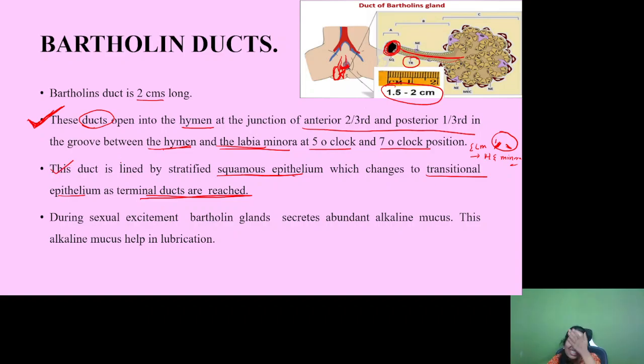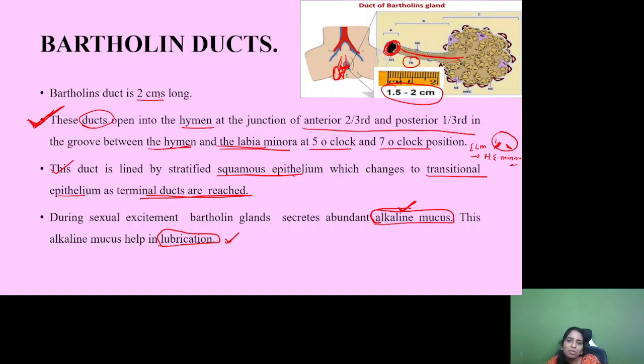And see, if there is an organ in the body, some function should be present. Nature has designed it like that. So Bartholin glands are there. What is their function? Bartholin glands secrete abundant alkaline mucus during sexual excitement. They secrete some mucus-like substance that helps in lubrication and softening. So Bartholin glands secrete alkaline mucus which helps in lubrication.